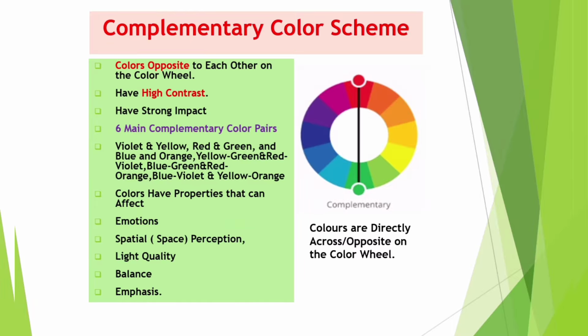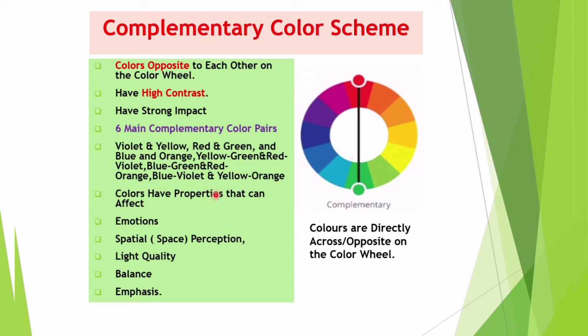First of all, the complementary color scheme. As mentioned, complementary colors are opposite to each other on the color wheel. Suppose one color is red here, and its opposite color is here. So it has a very high contrast. There can be 6 main complementary color pairs: violet and yellow, red and green, blue and orange, yellow green and red violet, blue green and red orange, and blue violet and yellow orange. That means these are the complementary colors, which are opposite.